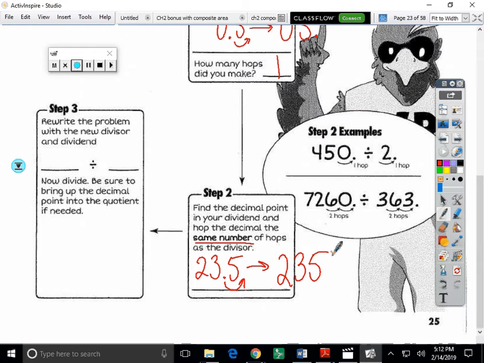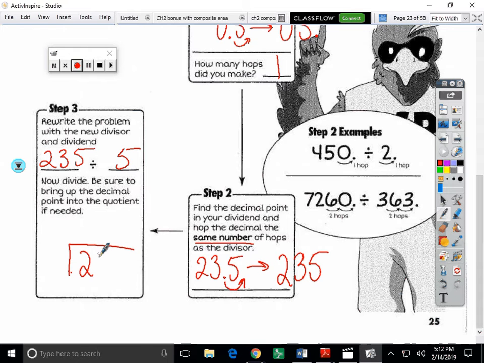Step 3 tells me follow the path this way, and we're actually going to do a rewrite. So that wasn't 23 5/10 anymore. I've changed it to 235 because I multiplied by 10. I also did the same thing with my divisor. In fact, my divisor kind of gave me that rule. My divisor said how many hops or jumps or how many multiples of 10 to use. Well, now it says go ahead and divide like always, and make sure you bring your decimal into your answer or your quotient if needed.